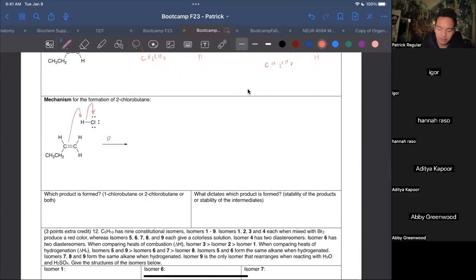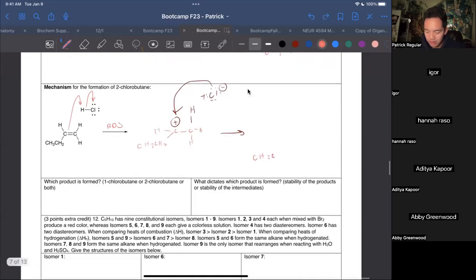Same deal. Carbocation forms here, H, because we're trying to form 2-chlorobutane. CH3. That's why it's so thin. I never changed it back. HCl.